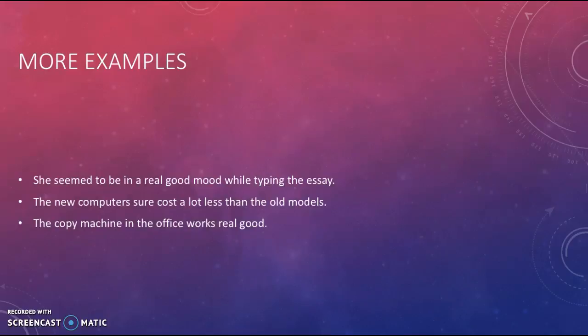All right, some more examples. Number one, she seemed to be in a real good mood while typing the essay. And we need to look at real and we need to look at good. If you remember before, good mood is okay because it's an adjective, it's describing her mood. We need to look at the word real though. Because we're describing another adjective, we need to say really. So she's in a really good mood.